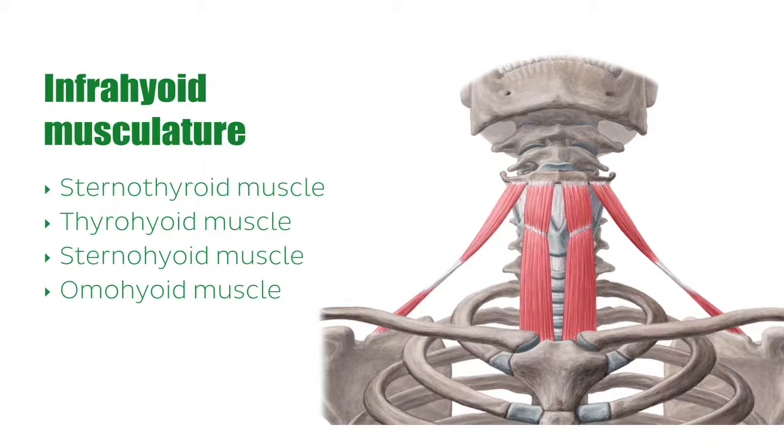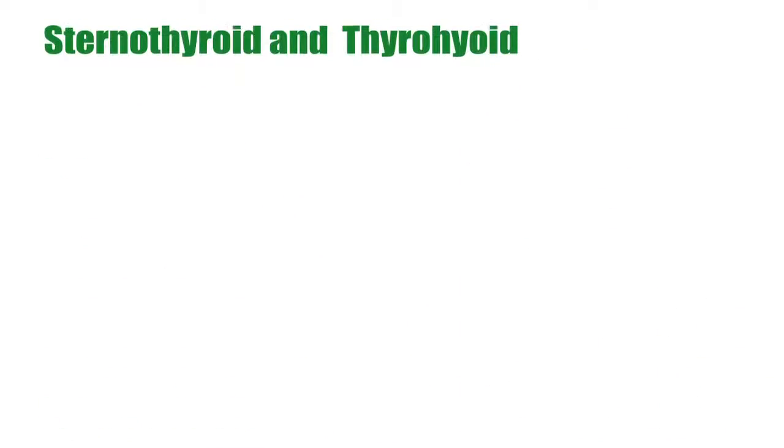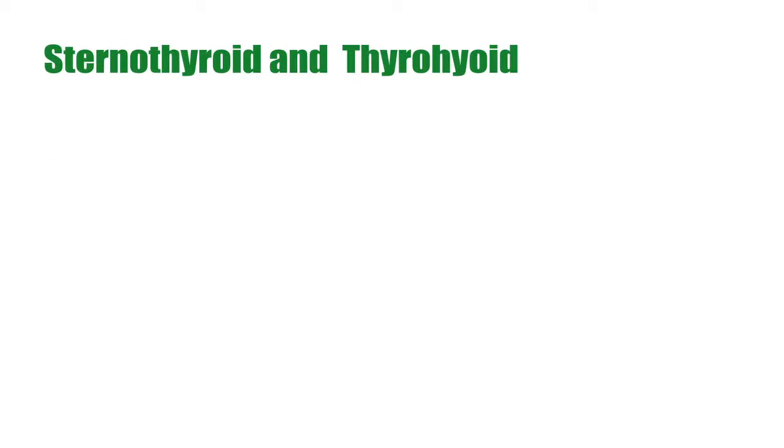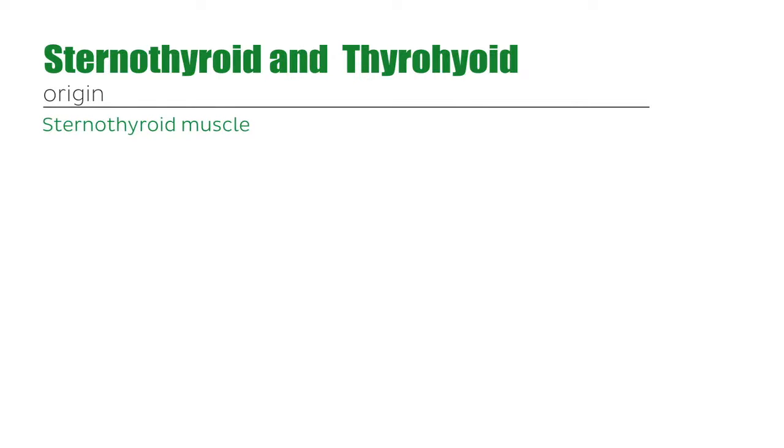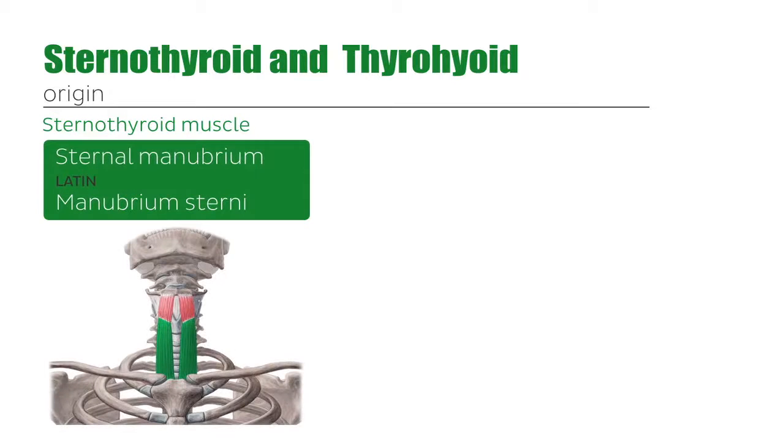Without further ado, let's continue on to the first ones on the list, the sternothyroid and the thyrohyoid. Now these 2 muscles form a unit, as the thyrohyoid is the continuation of the sternothyroid muscle. In terms of origin points, the sternothyroid muscle is going to be originating at the dorsal surface of the manubrium of the sternum. And you can clearly see here on this image the muscle originating from the manubrium of the sternum.